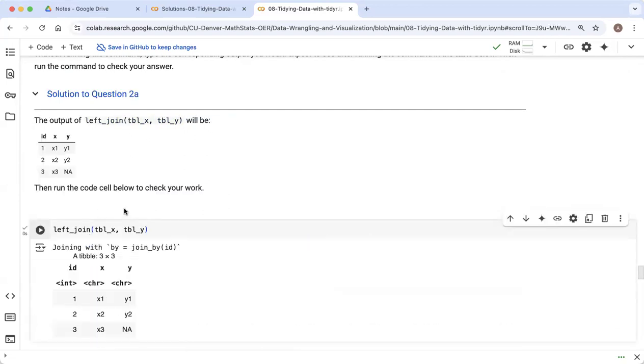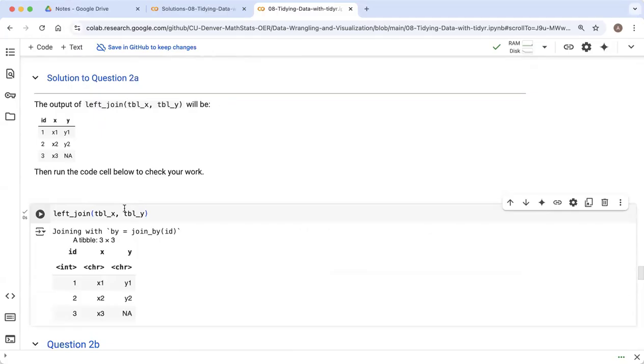So this is what I would expect to get out of this output. Let's run this code cell and double check that is indeed what we get, and that matches up.